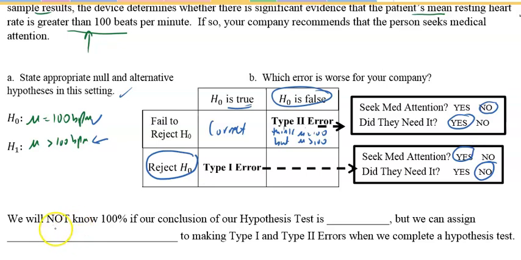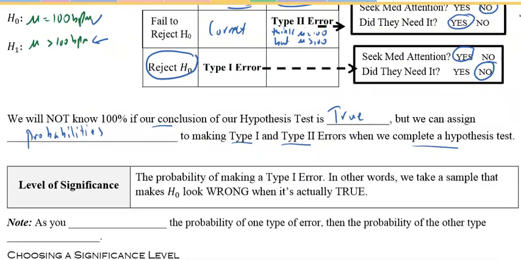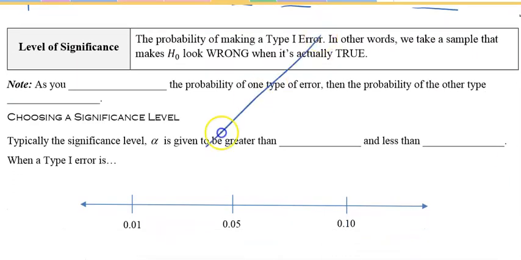So, we will not know 100% if our conclusion of the hypothesis test is true. It's not a 100% perfect process. But we can assign probabilities to making type 1 and type 2 errors when we complete the hypothesis testing. Now, the rest of this, we're not going to worry about. That's not something we're going to do.